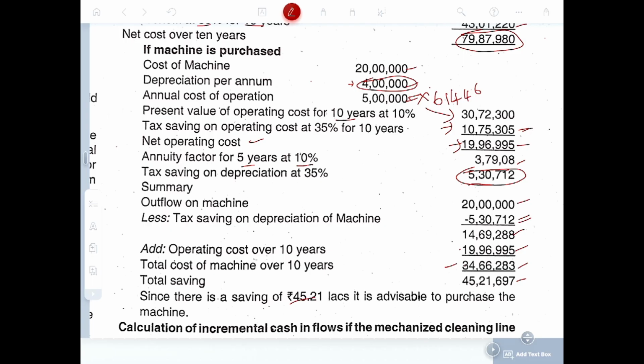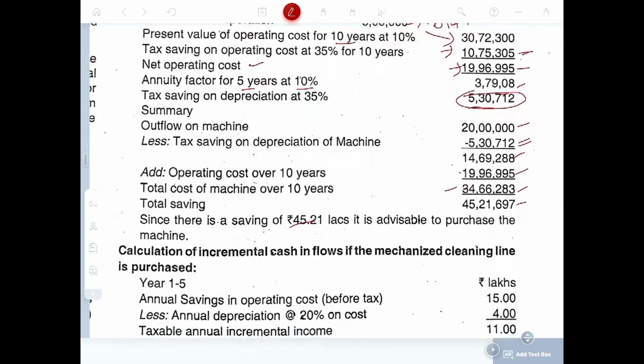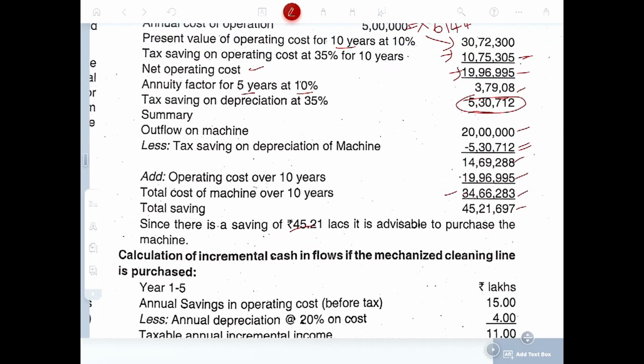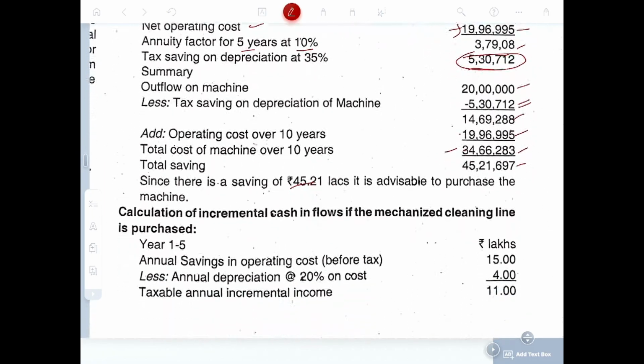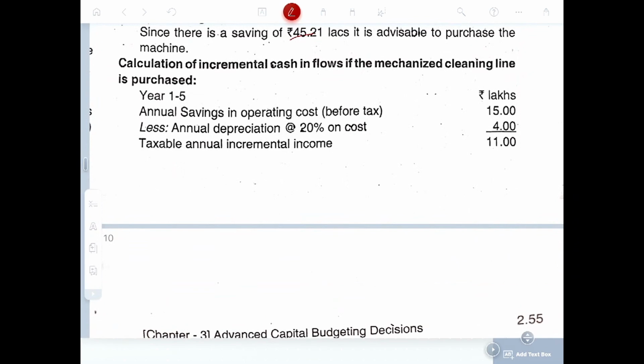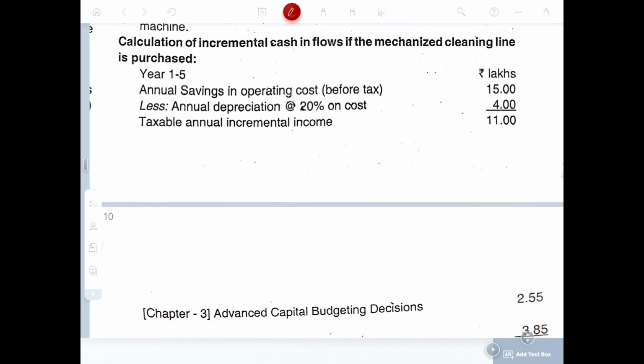The total is 1996 in 5, the 4 lakh 80,000. Operating over 19 lakhs. Tax saving by 90,000. Calculate the incremental cash flow in the mechanized cleaning for 5 years.